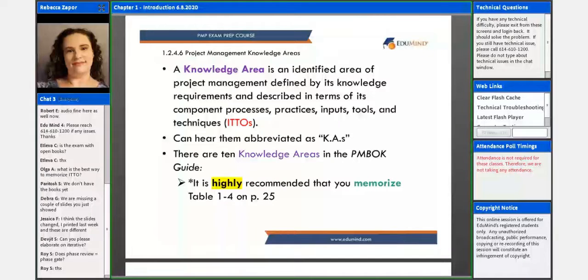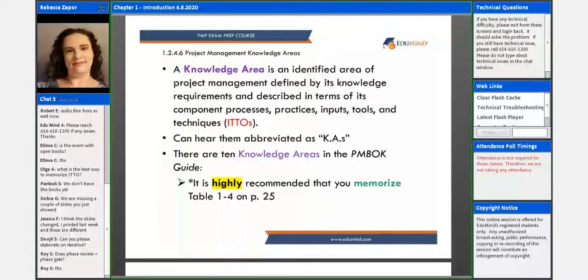A knowledge area is an identified area of project management defined by its knowledge requirements and described in terms of its component processes, practices, inputs, tools, and techniques. Sometimes you'll hear it abbreviated as KA. I usually just say KA or knowledge area.